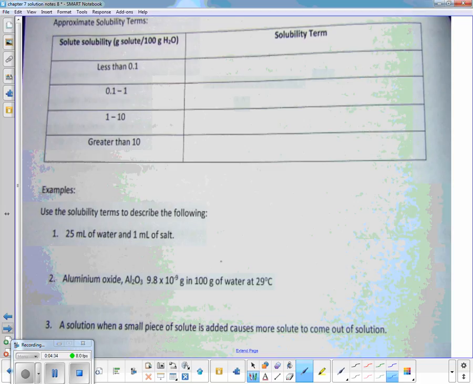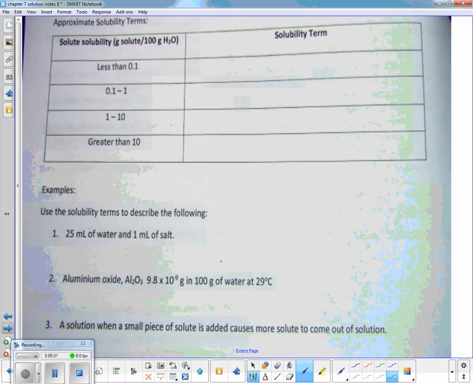So from your book, you should have been able to get this table, which basically tells me what is considered soluble and insoluble. Hopefully, if you haven't, you can go look in your book for this. You should be able to, being given something like this, tell me if it's soluble or insoluble. So you should have this in your brain.